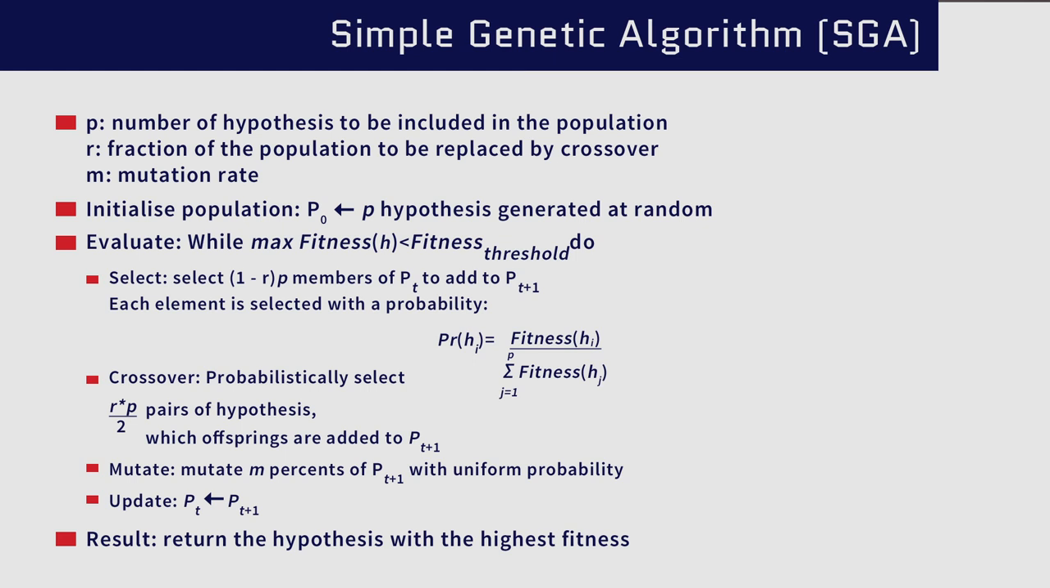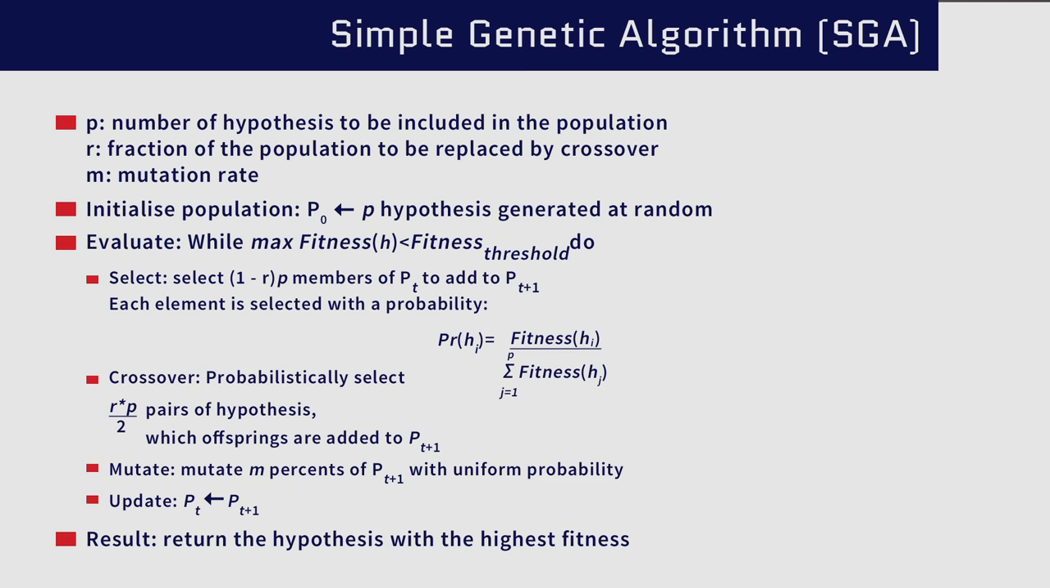Then we apply crossover by probabilistically selecting r multiplied by p divided by 2 pairs of hypotheses whose offsprings are added to pt plus 1. This gives us exactly r times p offsprings, where r is the crossover rate. Altogether, these 1 minus r times p selected individuals and these r times p offsprings reconstitute a new generation with exactly p individuals.